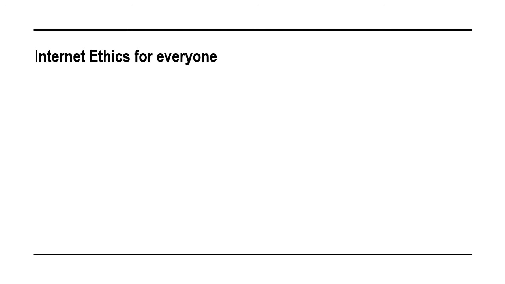Let us all remember that Internet ethics is for everyone. Internet ethics means acceptable behavior for using the Internet. We should be honest, respect the rights and property of others on the Internet.